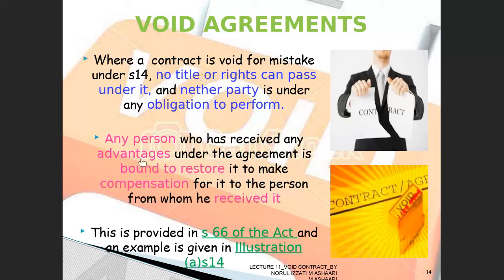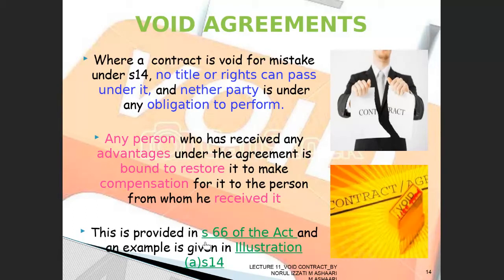But in that scenario, let's say one of the parties has paid an advance payment or any advantages under the agreement, they are bound to restore it or to make compensation for it to the person from whom he received it. Basically, if there are any advantages that you already paid, but the other party did not get anything, you have to restore it to the party who got the advantage. This is provided under section 66.